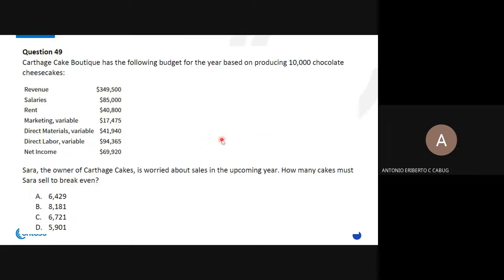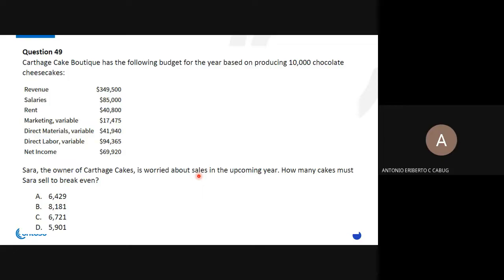Pagdating sa CVP analysis, it's very straightforward kung paano nyo to natutunan nung previous subjects nyo, intense in calculations. That's the way we do it in the CMA examination. So again, you have Cake Boutique with the following budget based on producing 10,000 chocolate cheesecakes. Revenue and cost items, as well as net income given. The question is the break even point in number of cakes.